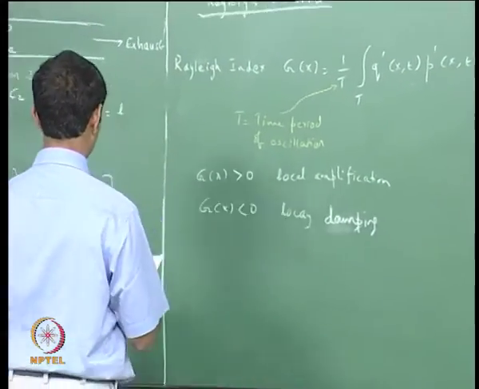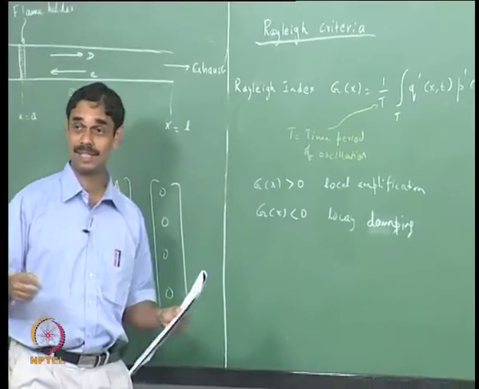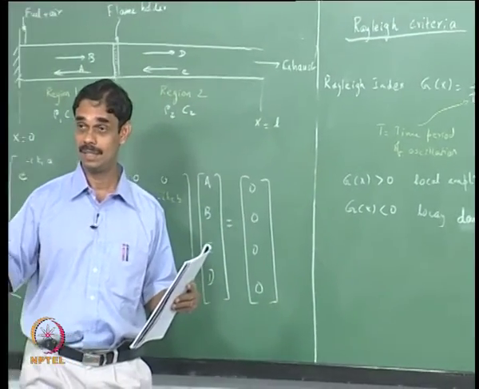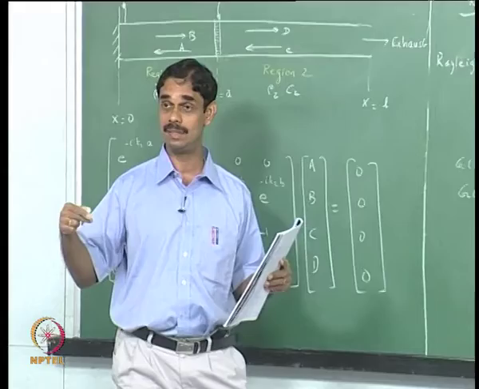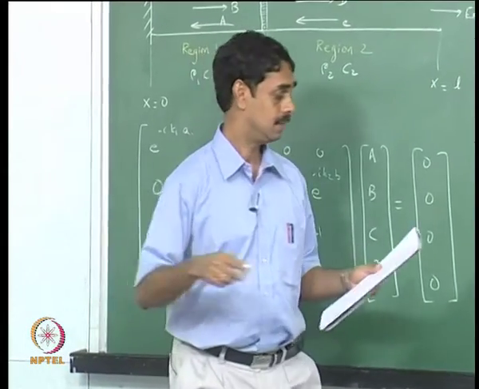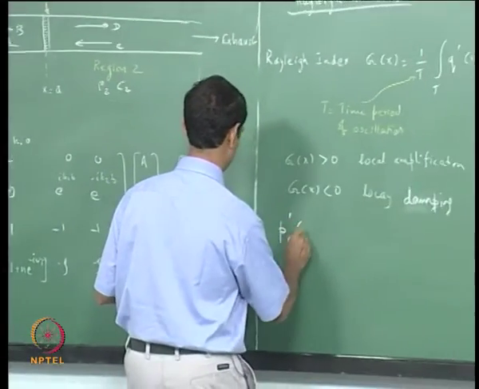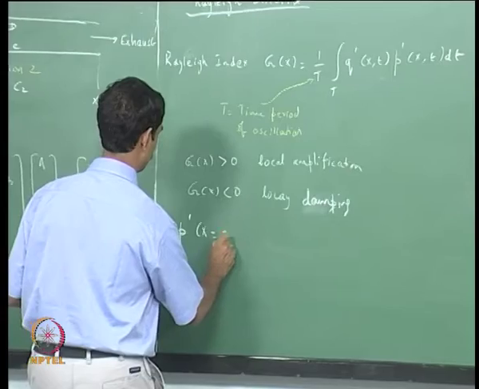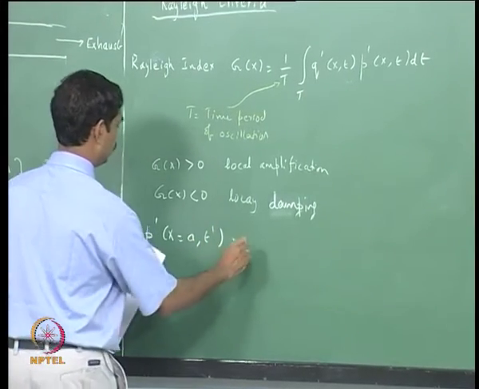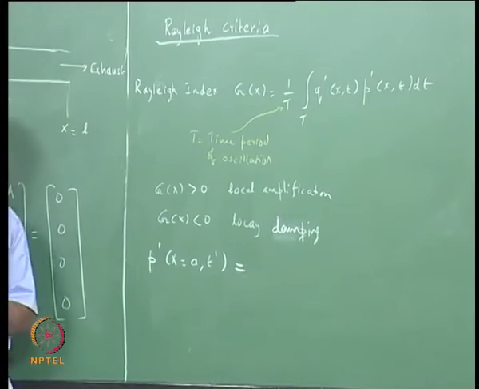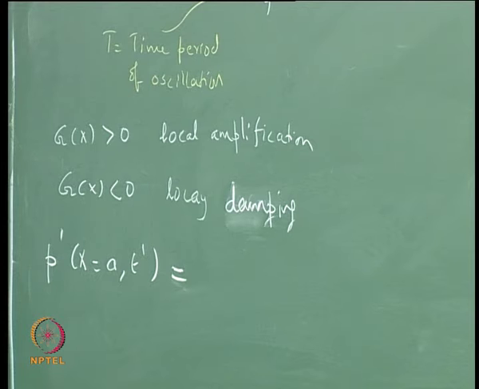Okay, so we need to look at the expression for pressure and velocity at x equal to a, which is the place where the flame is, right? So what was this? What is the value from our, didn't come to last class.